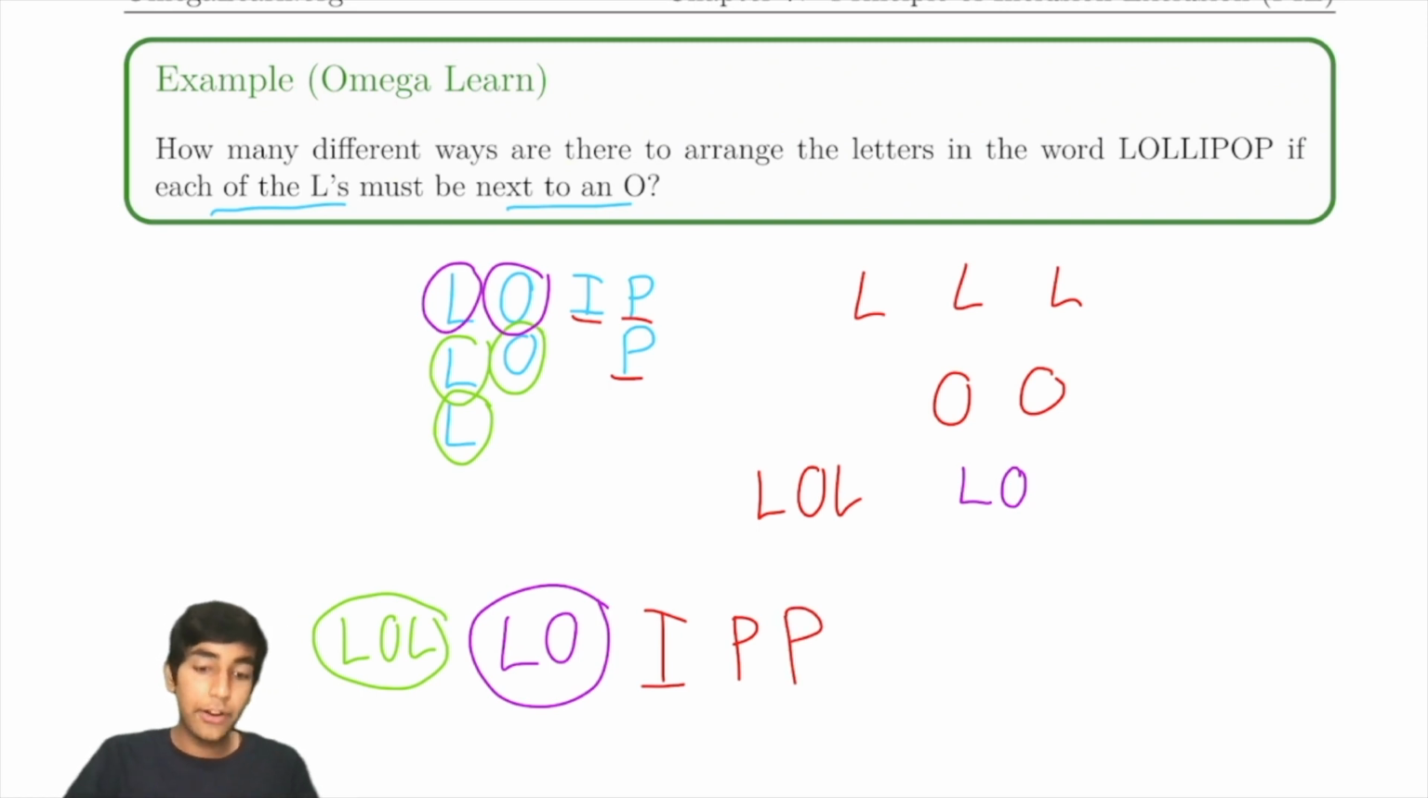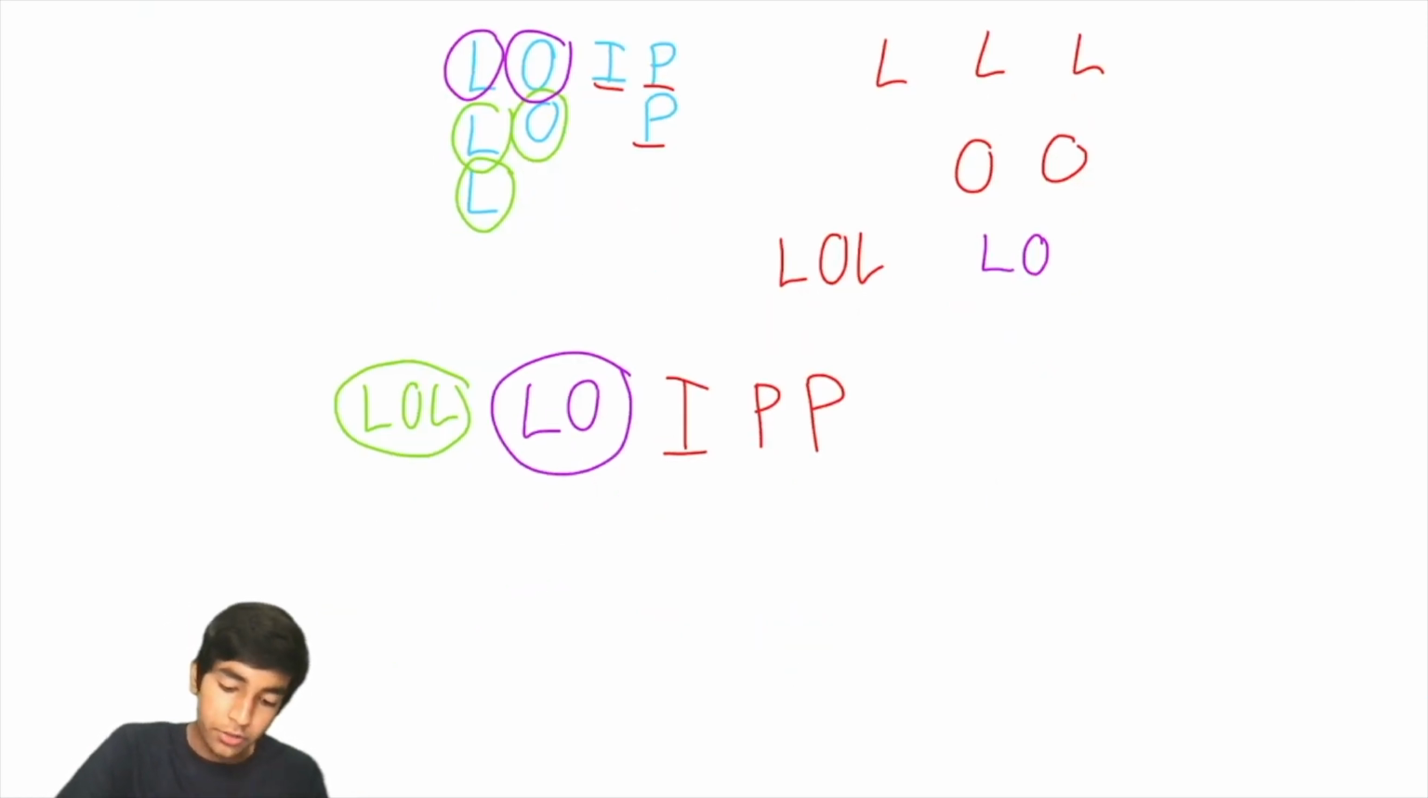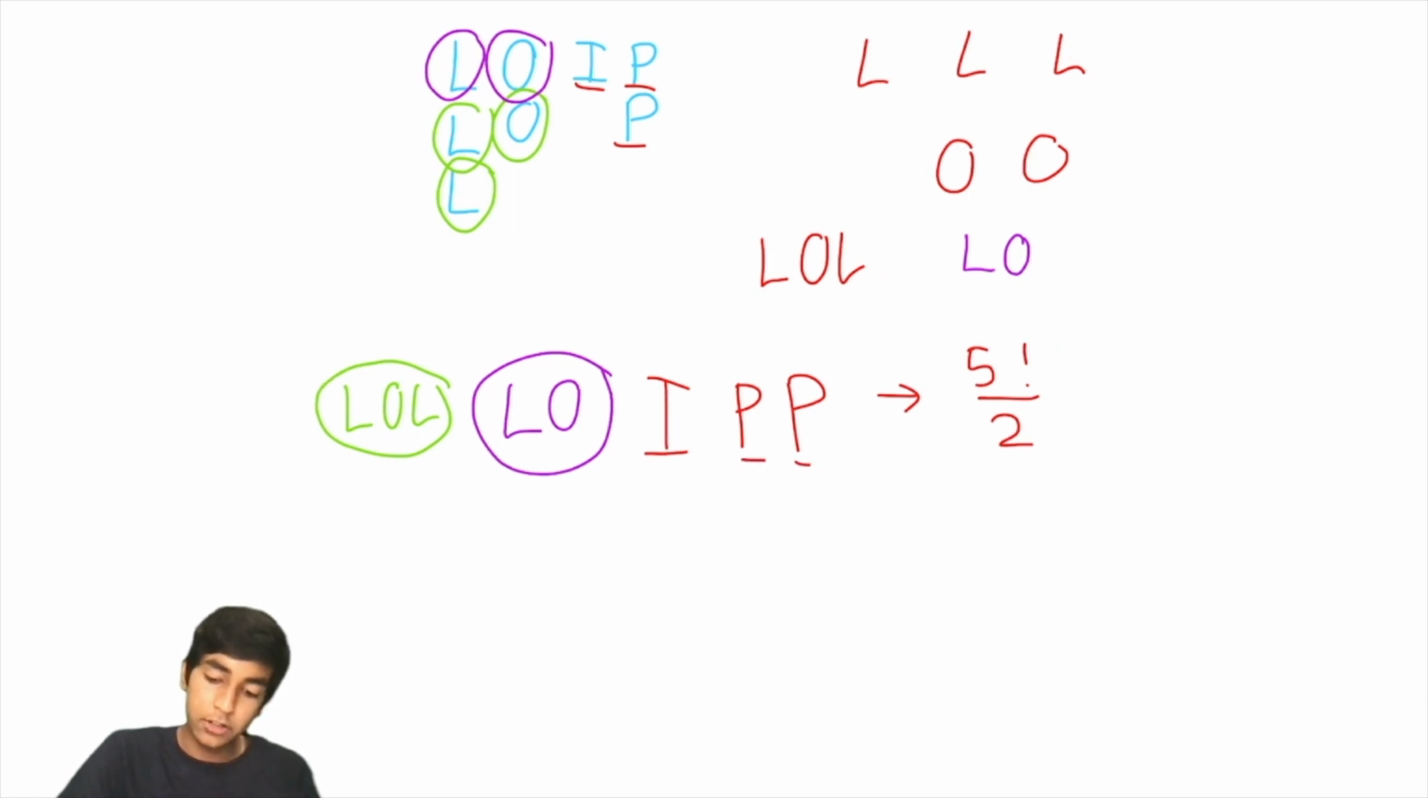Now this is like a word rearrangement problem. We've got 1, 2, 3, 4, 5 things to rearrange. So 5 factorial, and then, because of 2 P's, divided by 2 factorial. This is 120 divided by 2, 60.